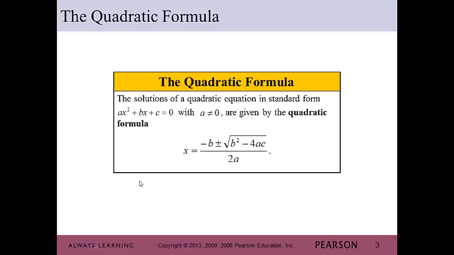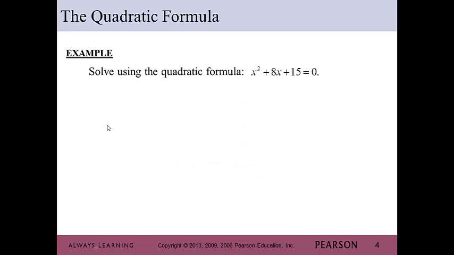The quadratic formula is written as x equals negative b plus or minus the square root of b squared minus 4ac, all divided by 2a. The a, the b, and the c are the coefficients, so a is the leading coefficient, b is from the middle term, and c is a number hanging out by himself. We can use the quadratic formula to solve quadratic equations.